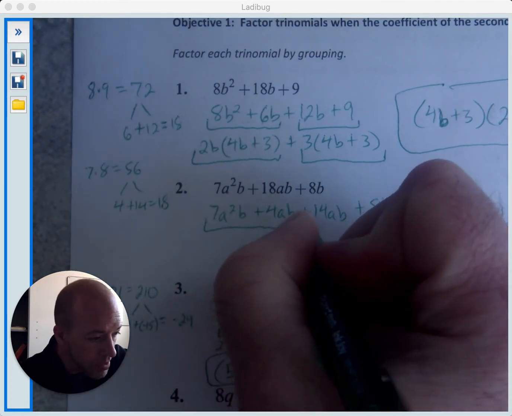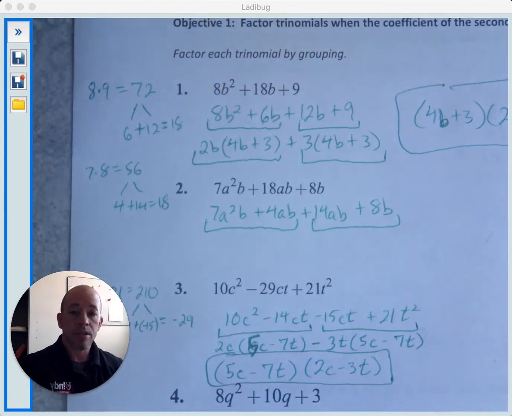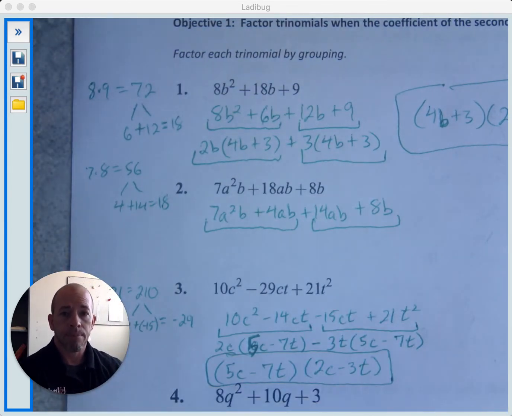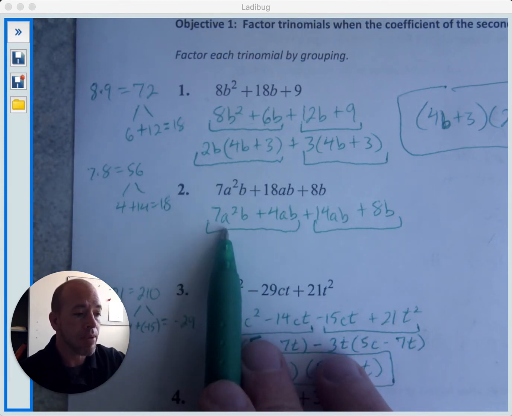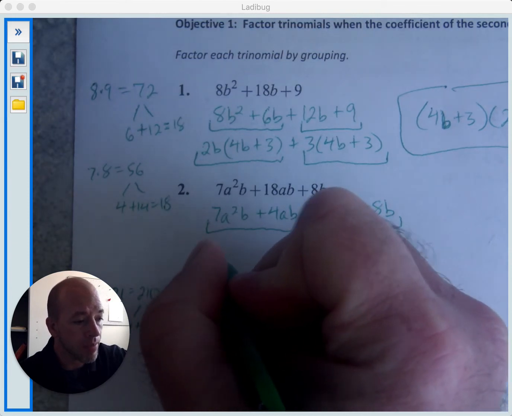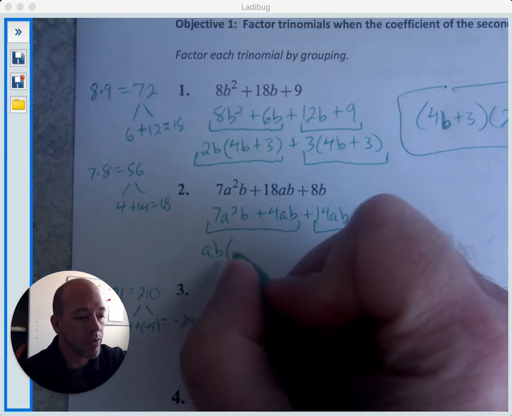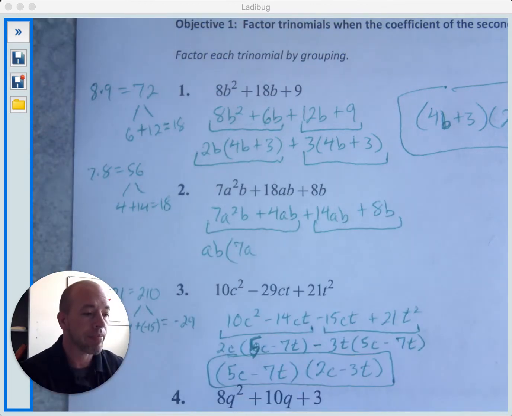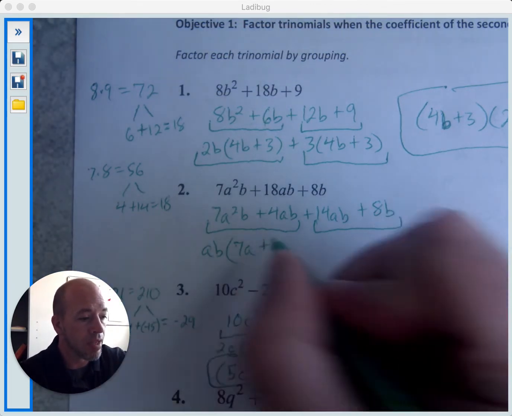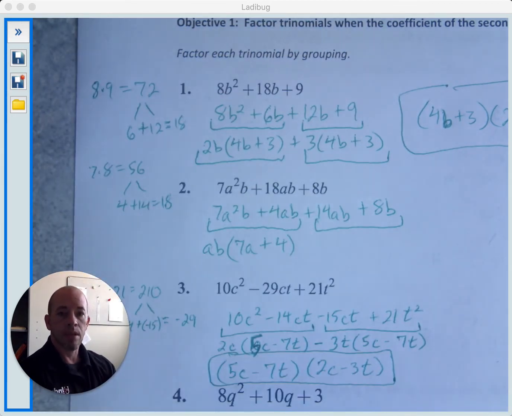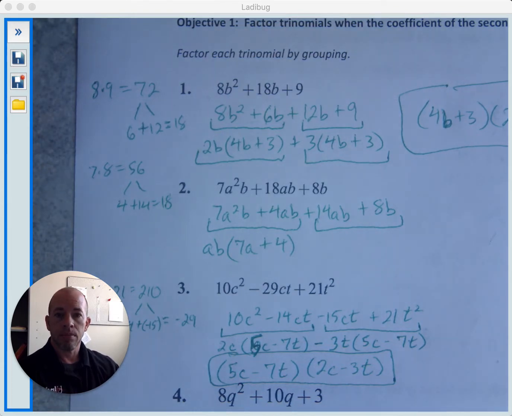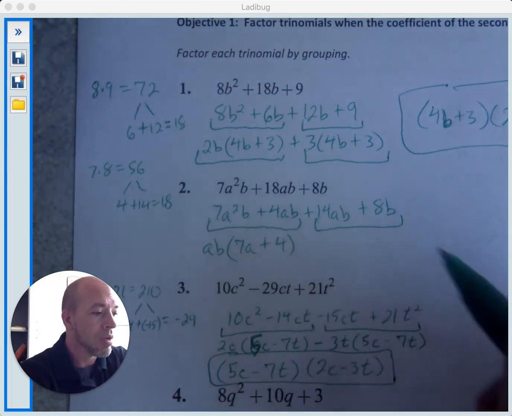All right, so we group those two together, these two together, and we factor something out of both groups. There's no number we can take out of both of those, but we can take out an A and a B, right? So let's just take out an A and a B. And in here we're left with 7A. And here we're left with just a 4, right? A 4. 7A plus 4. Make sure I did that right. I think that's good.